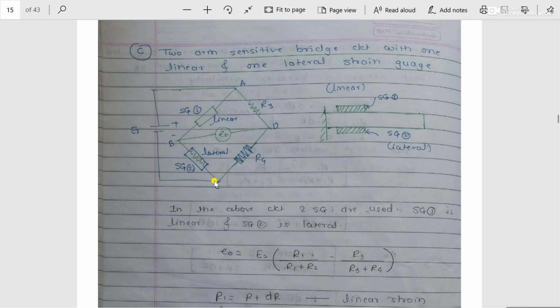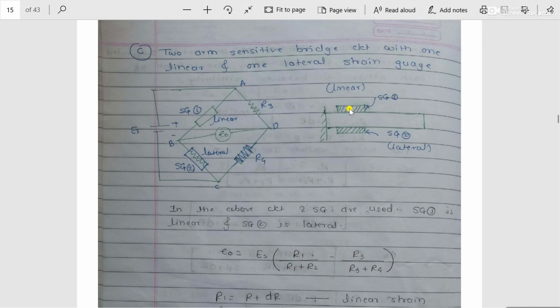But out of the two strain gauges, both are not linear strain gauges, or both are not lateral strain gauges. Out of the two, strain gauge number 1, which is mounted on arm number 1, will be considered a linear strain gauge, and strain gauge 2, which is mounted on arm number 2, will be considered a lateral strain gauge. Therefore, this particular circuit is called a two arm sensitive bridge circuit with one linear and one lateral strain gauge. The same circuit diagram is explained with the help of this application, which consists of one cantilever beam.